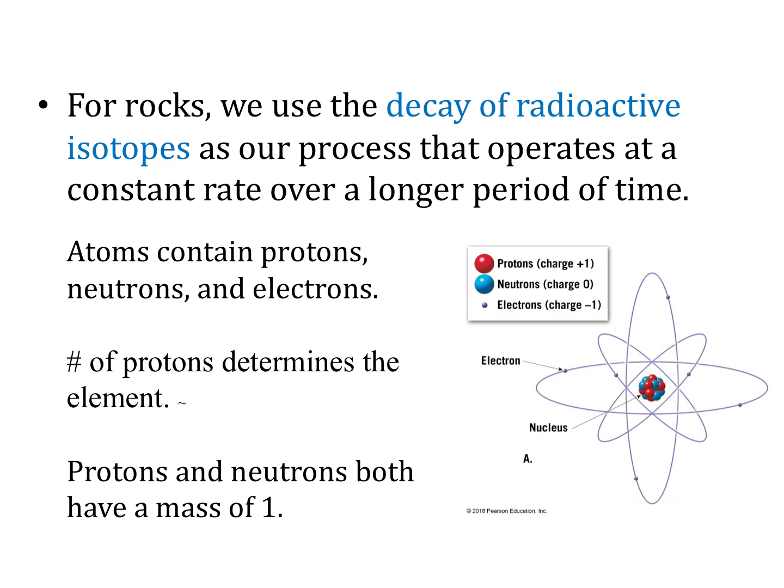To date a rock, we use the decay of radioactive isotopes. That's the process that happens within the rock, operates at a constant rate, and over a very long period of time. So just some general reminders here as we begin to talk about this process.